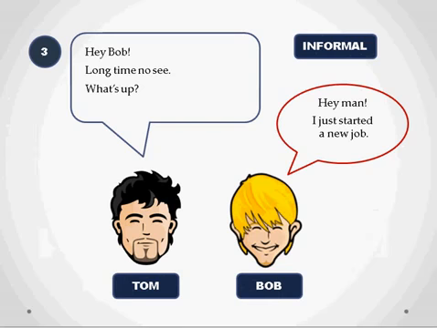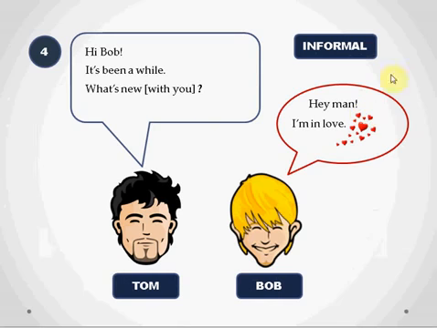Let's look at another example. Here, again, informal language between Tom and Bob. Tom would say, "Hi Bob, it's been a while. What's new? What's new with you?" You can combine these sentences one after another. "Hi Bob, it's been a while. What's new with you?" And Bob would say, "Hey man, I'm in love." So here, Bob is telling what's new in his life. And the novelty in his life is that he is feeling in love.